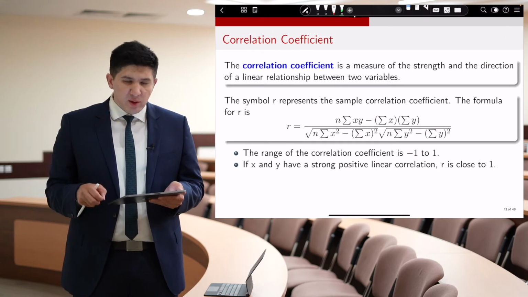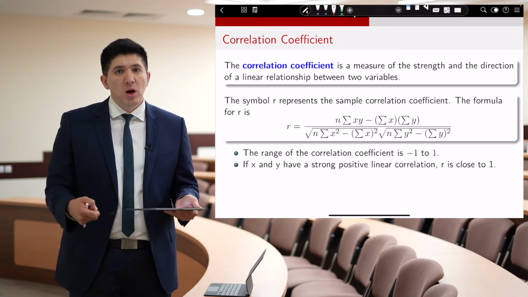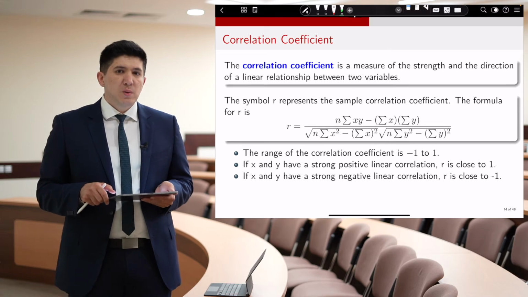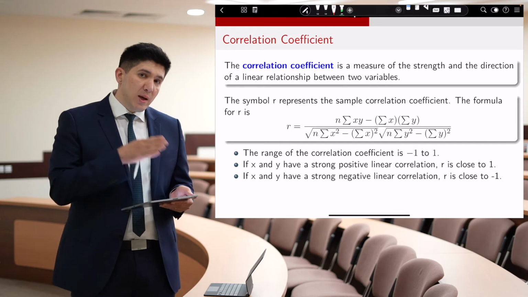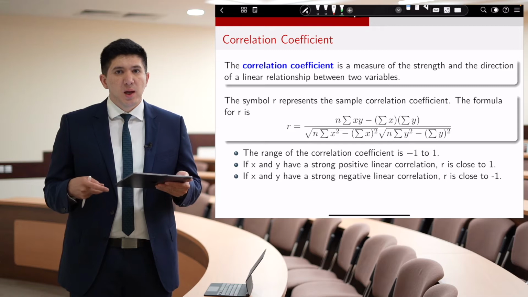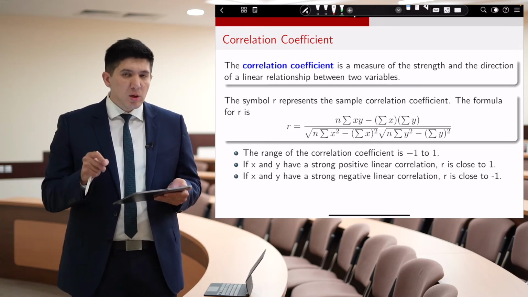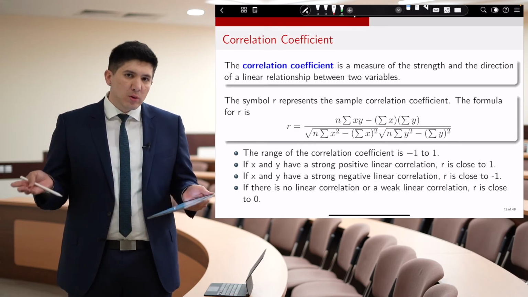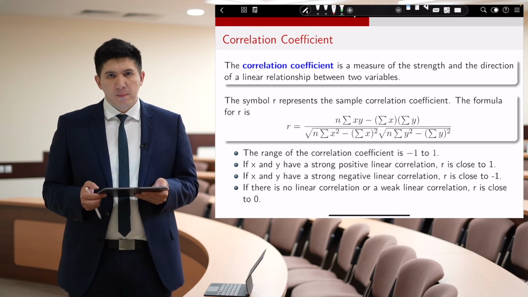If the value of r is closer and closer to 1, it means that there is a strong correlation, and this correlation is positive. And if the value of r is getting closer and closer to -1, then we still say that there is a strong relationship between x and y. If you change x a little bit, y is also going to change. But this correlation is negative because r is negative. Whenever we have no correlation or a nonlinear correlation, r is probably going to be very close to 0.